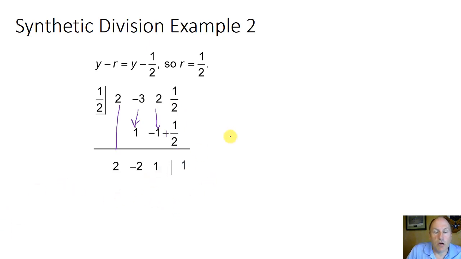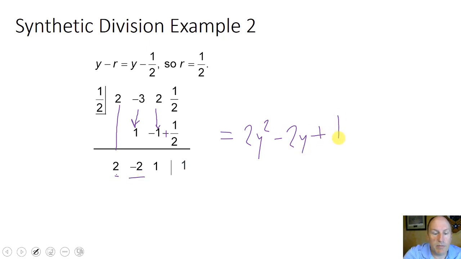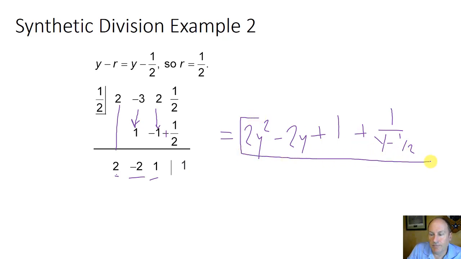So our solution, this is the y squared term. This is the y term coefficient. And then this is the constant and our remainder. So our answer actually is 2y to the second power, that's this part right here, minus 2y, that part right there, plus 1 with a remainder of 1, which means it's plus 1 over y minus 1/2. Now, if we want to get rid of the 1/2, we can actually multiply the numerator and the denominator by 2, but this is a correct answer as well.